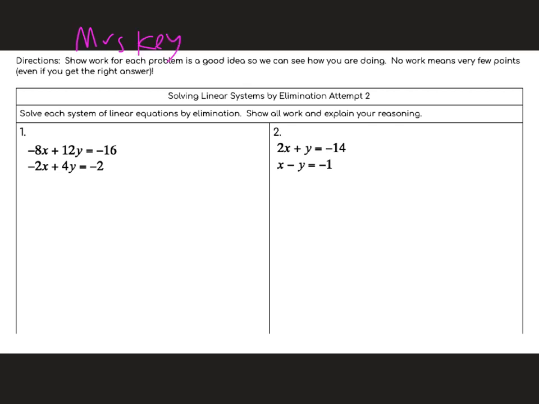Solve each system of linear equations by elimination. So, reminder, when we're dealing with elimination, we are looking for opposites. So if we have opposites, then life is good. By opposites, I mean the numbers in front of the variables. So for example, those are not opposites, those are not opposites. So I have to do some work.